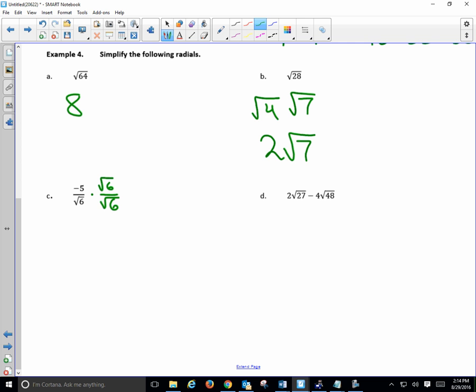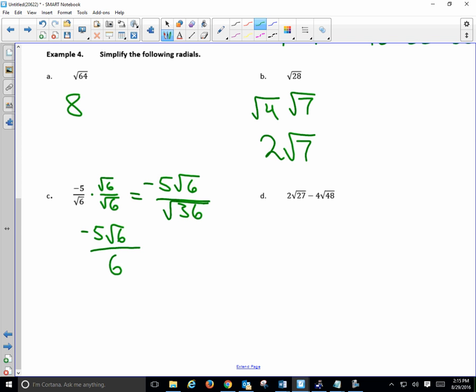So I'll work it all out here. That's negative 5 roots of 6. Square root of 6 times the square root of 6 is the square root of 36. Can you take the square root of 36? And you will get 6. So it will always work out that the square root of the bottom times the square root of the bottom will give you just that bottom number. Okay. Now this is simplified.